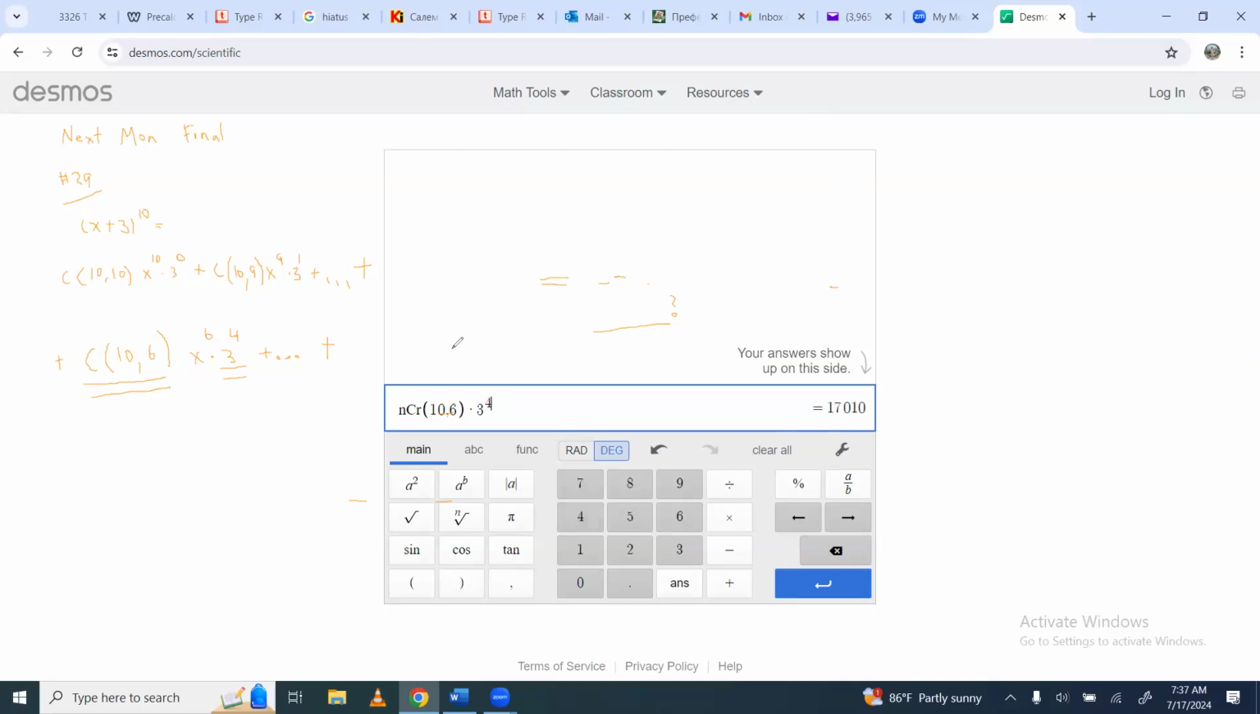So here's the number. It's a big number, 17,010. So all the answers for this exercise will be pretty big in most cases, and that's good to realize. So again, just pure x to the 6 is what I need to leave out, and everything else I can calculate, and I have to calculate.